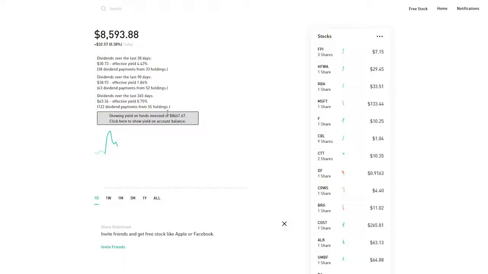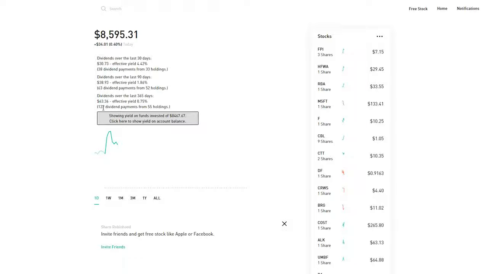So if I want to see my yield on my funds invested, click that button, and now you can see my yield is 4.42% on the funds invested over the past 30 days. You can see I got 38 distinct dividend payments from 33 different holdings. And then over the past 90 days, I've gotten an effective yield of 1.86%, mostly because I hadn't had most of these holdings for fairly long. It's a recent investment account, so most of these investments are fairly recent, and so I've only gotten 63 dividend payments over 52 different holdings. So you can see there's some more repeats in there.